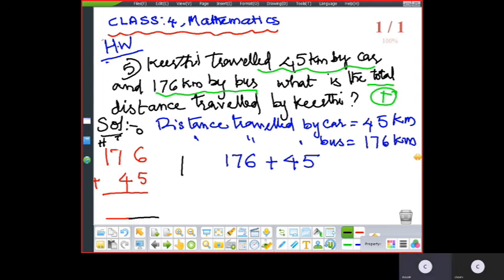So 6 plus 5 is 11. The ones digit will come under the ones digit, 1. The tens digit will go as a carryover. Understood, children? Now 7 plus 4. 7 plus 1 is 8, plus 4 is 12.